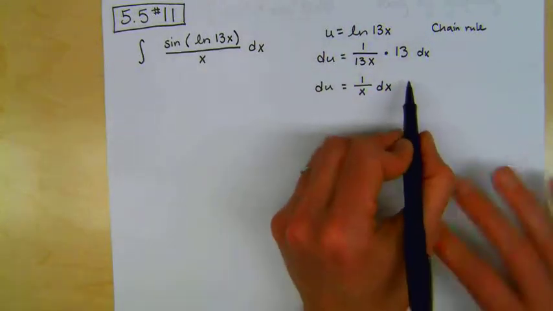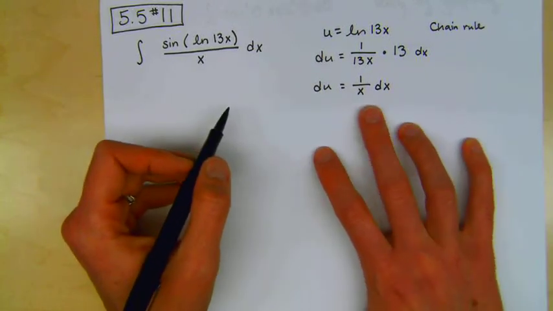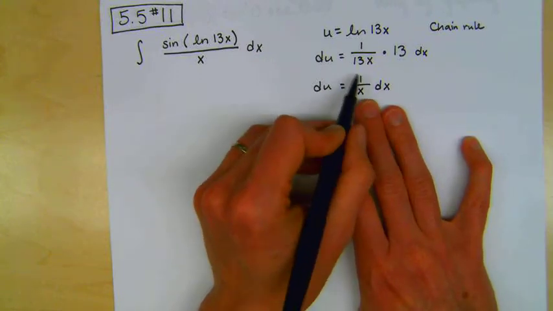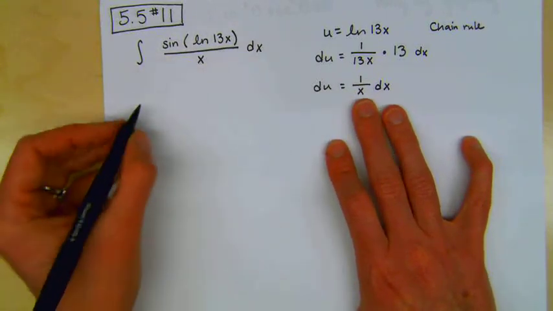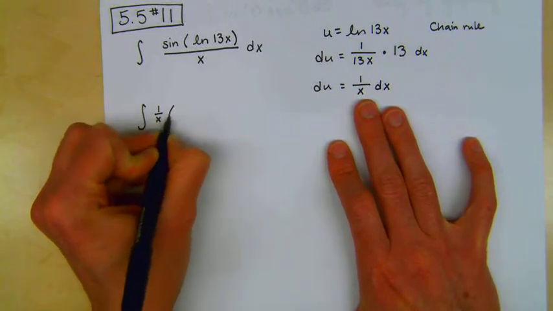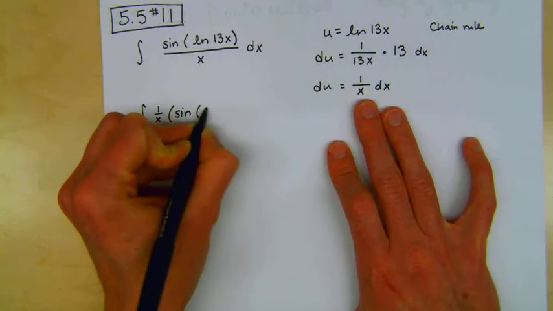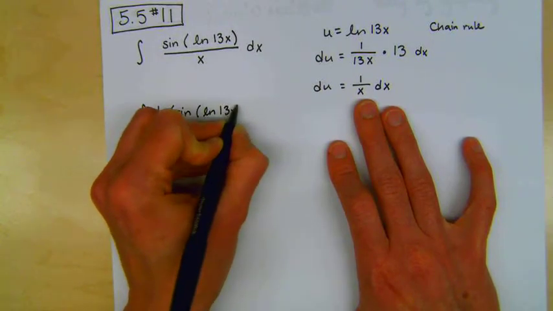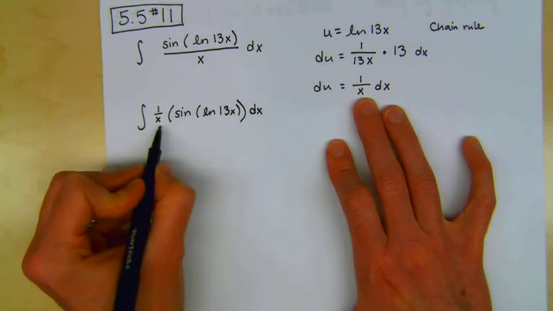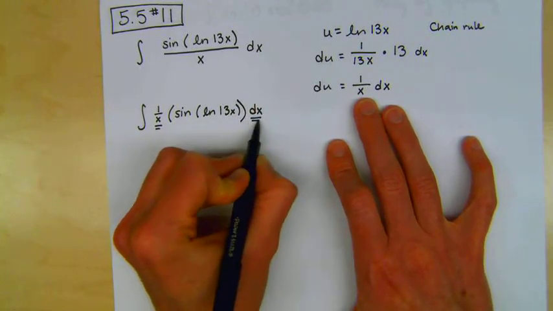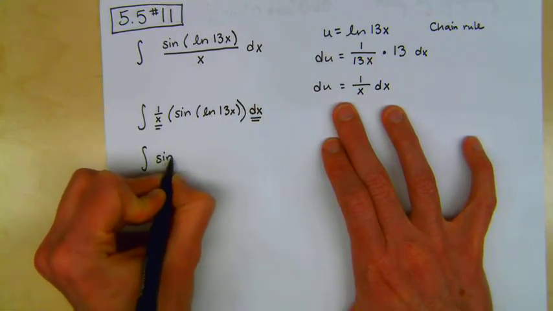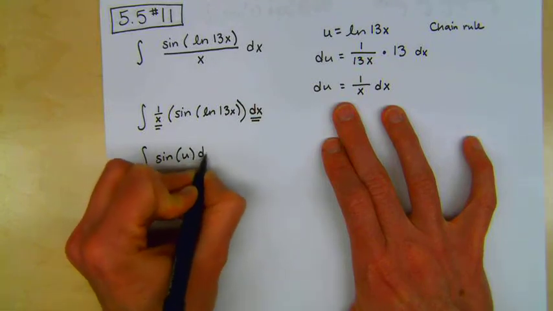And if you wanted to, well, I'll just leave it like that, because there's no reason for you to have to review log properties that you may or may not remember. Again, this is fortunate because we actually have a 1 over x lurking in this problem. I can rewrite my original integral as 1 over x times the sine of the natural log of 13x dx. And that means that the 1 over x piece and the dx piece become my du, and this becomes the integral of the sine of u du.